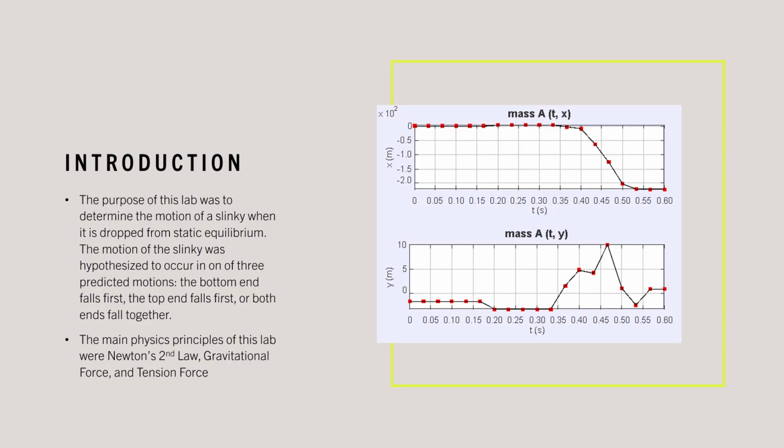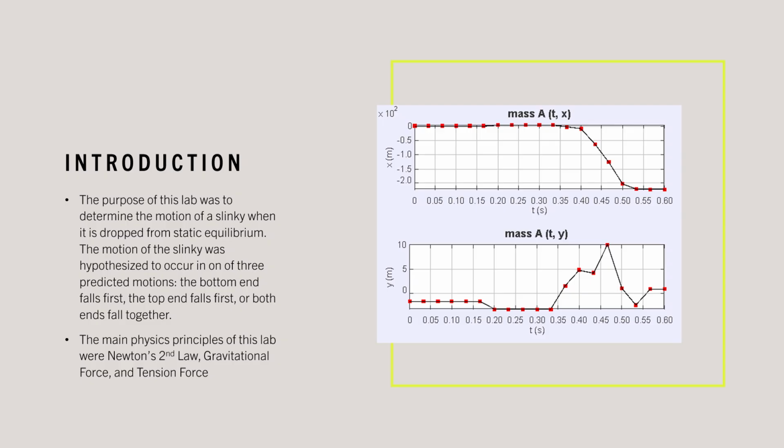The purpose of this lab was to determine the motion of a slinky when it is dropped from static equilibrium. The motion of the slinky was hypothesized to occur in one of three predicted motions: the bottom end falls first, the top end falls first, or both ends fall together. The main physics principles of this lab were Newton's second law, the gravitational force, and the tension force.